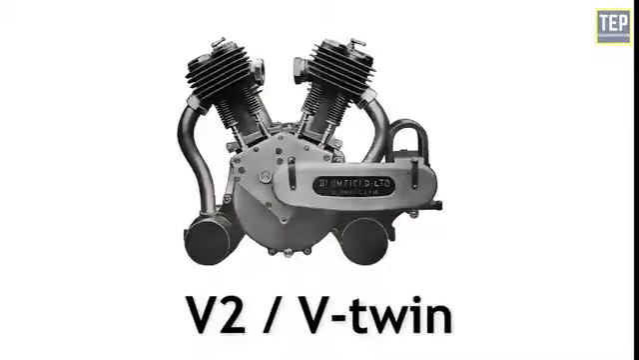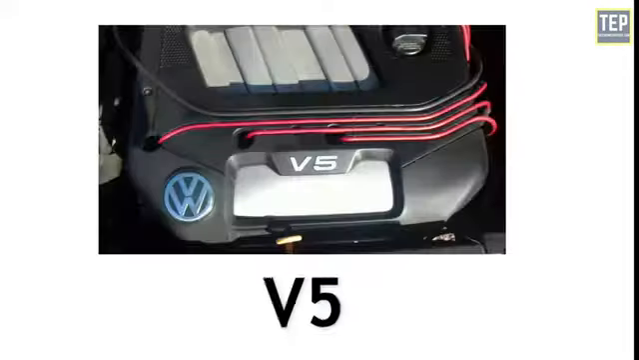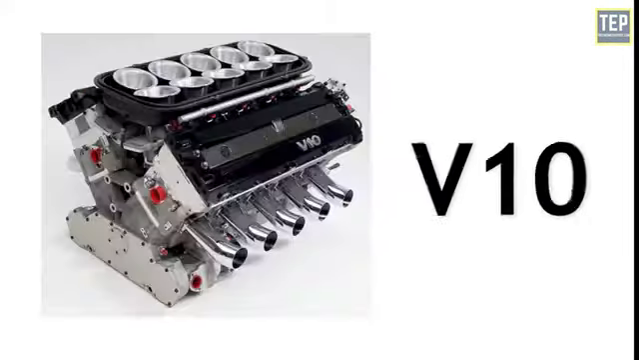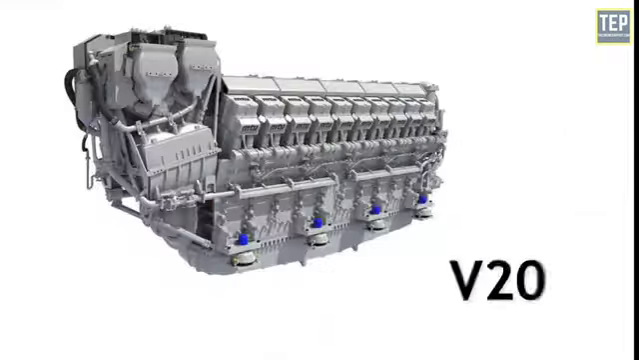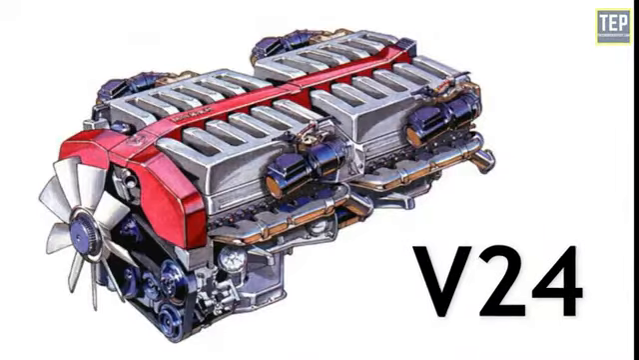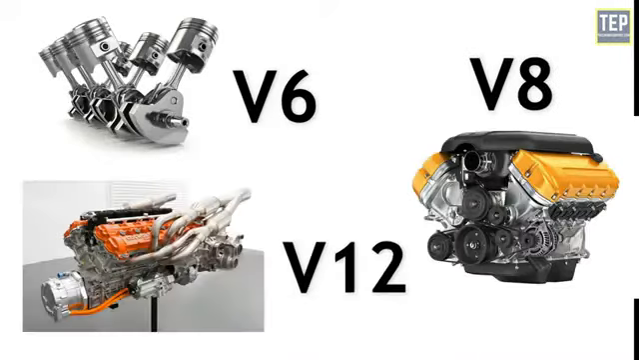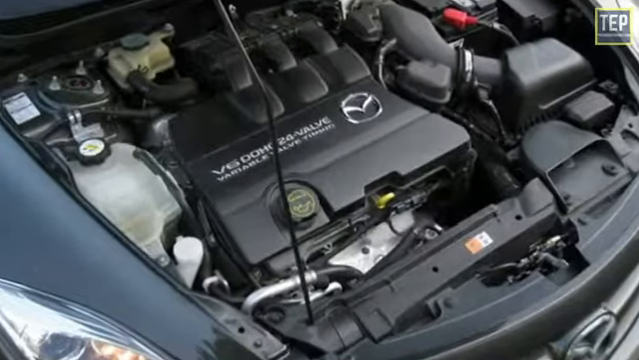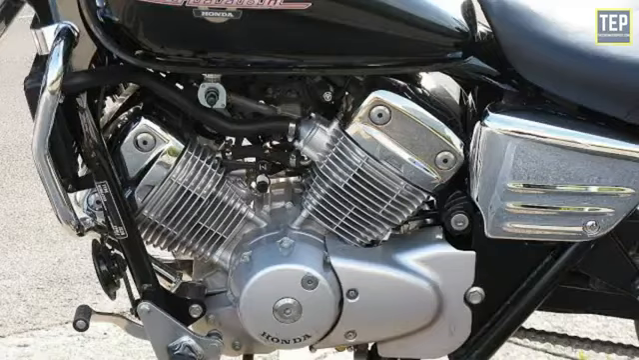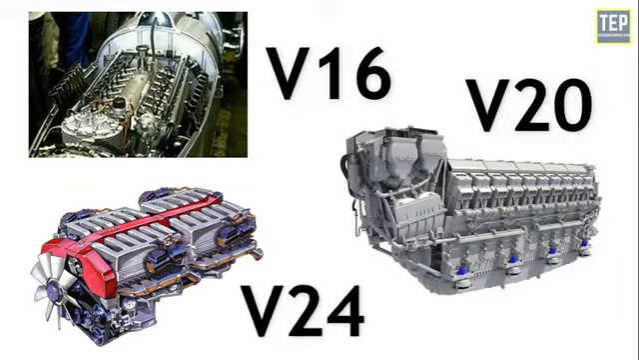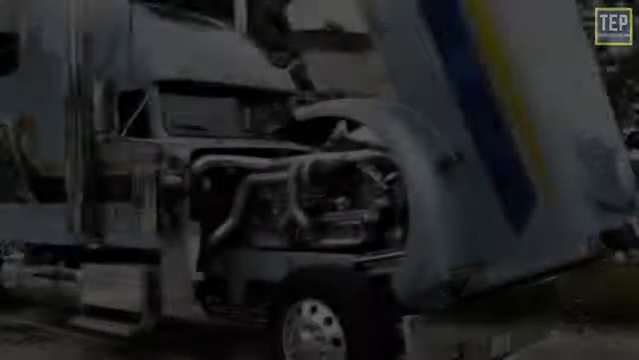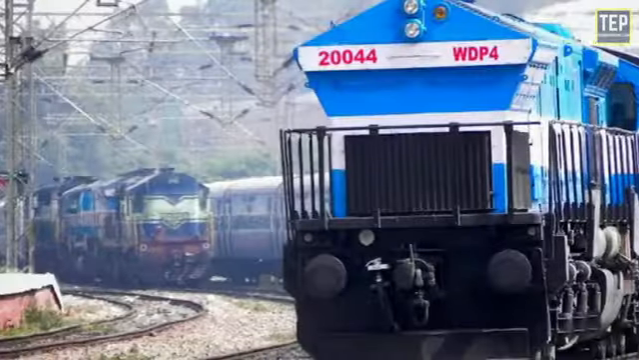Types of V engines which have reached production are V2 or V-twin, V3, V4, V5, V6, V8, V10, V12, V14, V16, V18, V20, and V24. V6, V8, and V12 engines are the most common layout for automobile engines. V2 engines are used in some motorcycles, and V4, V5, and V8 engines are also used in bikes. V16, V20, and V24 are quite uncommon in automobile use and are restricted to mainly large truck and locomotive usage with some exceptions.